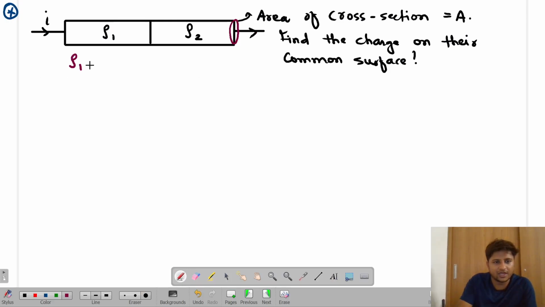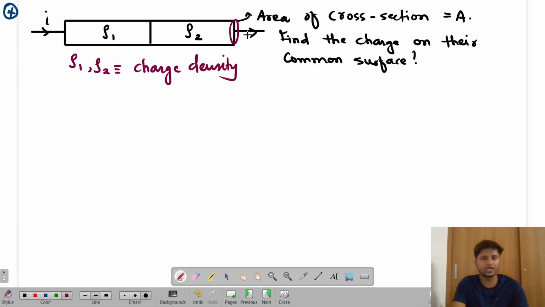Sorry, this rho 1 and rho 2 are my resistivities on two different regions of a rod in which the current I is passing. Got it or not? The area of cross section is given as A. The question is: find the charge on the common surface.